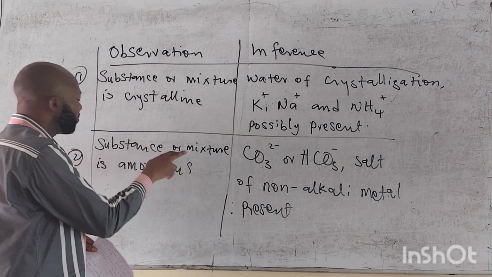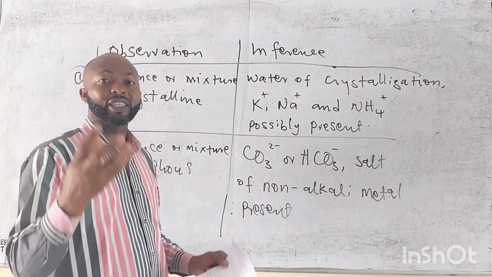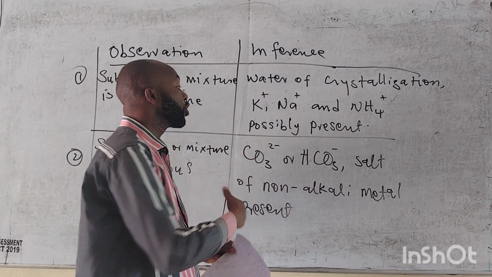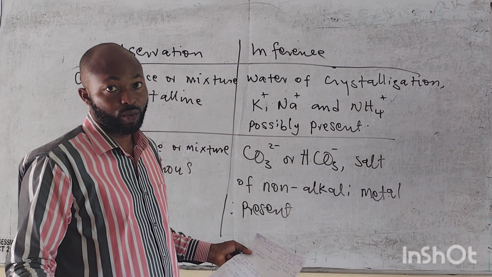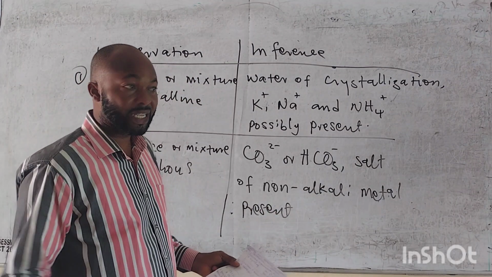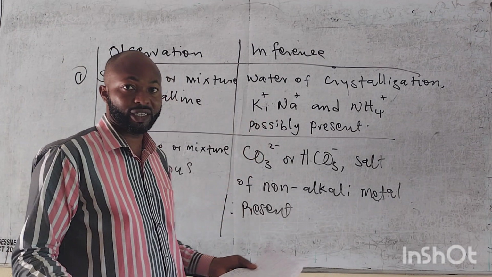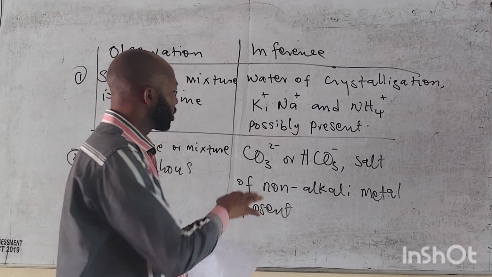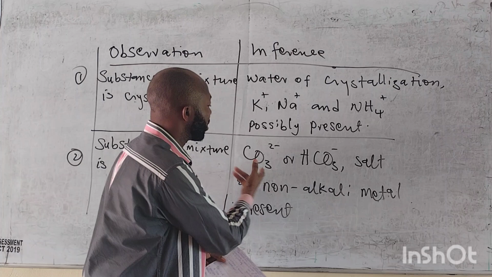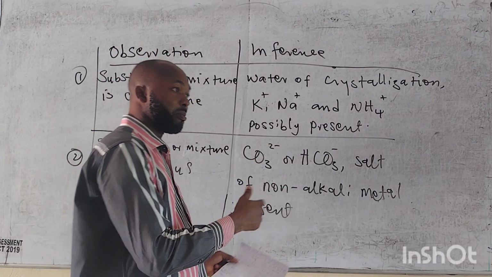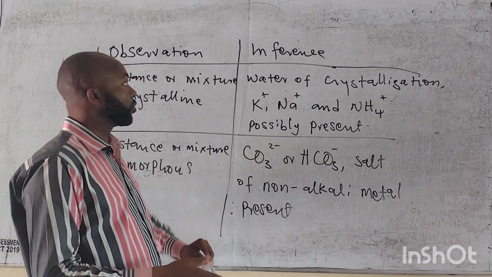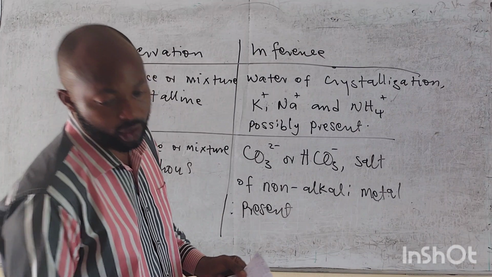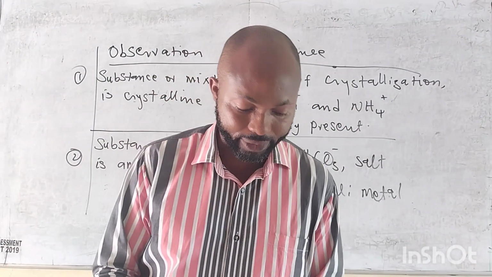But whether the substance or mixture is amorphous, which means it is in powder form, CO3 2- or HCO3 minus salt of a non-alkali metal is present. We have the alkali metals, we have sodium and potassium. Alkali earth metals, we have calcium and magnesium and so on. This is non-alkali metals. So we will be looking at calcium carbonate or magnesium and so on present. So by our texture, this is where we are. So we'll move further to see what we get further.